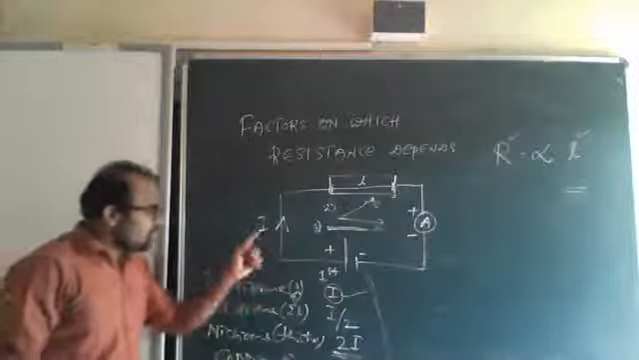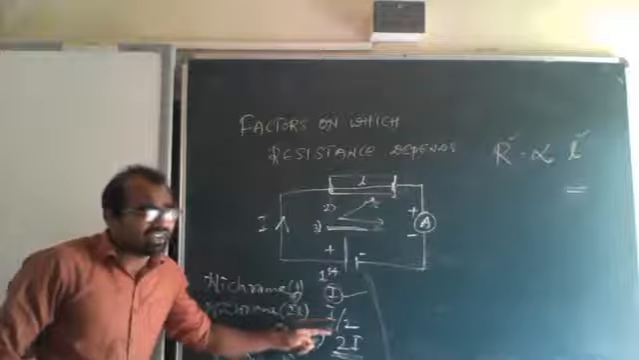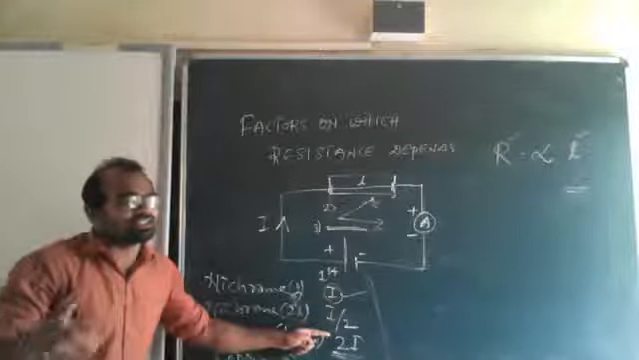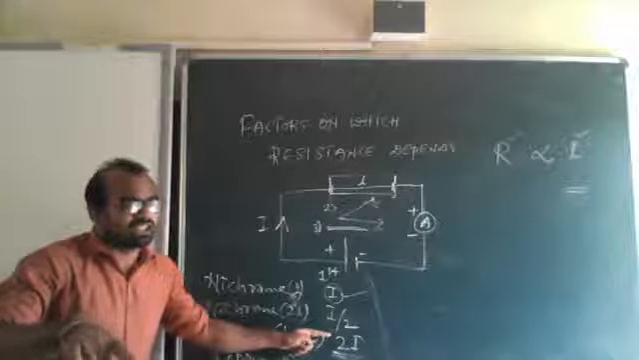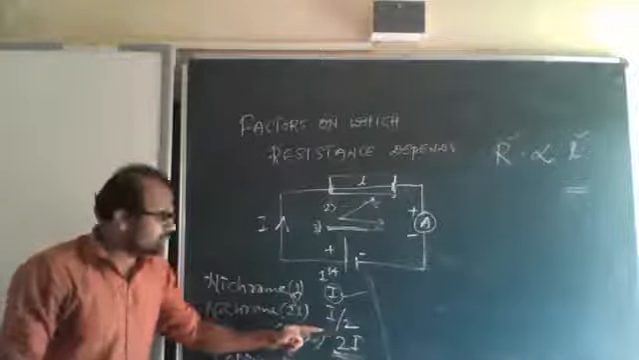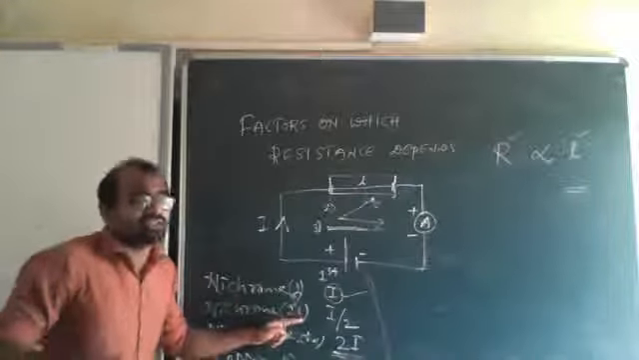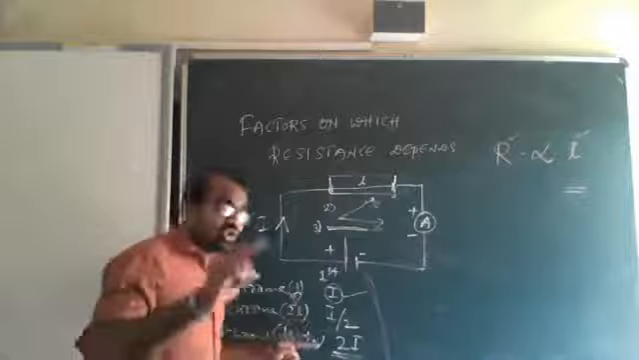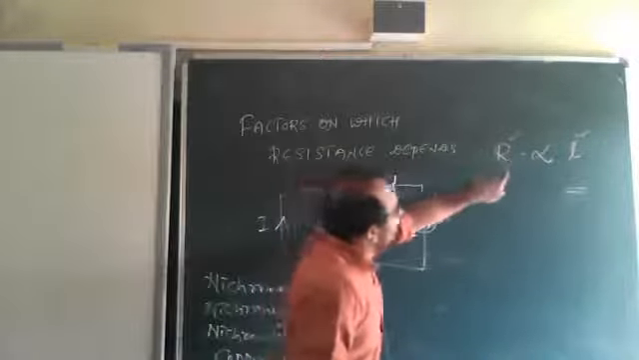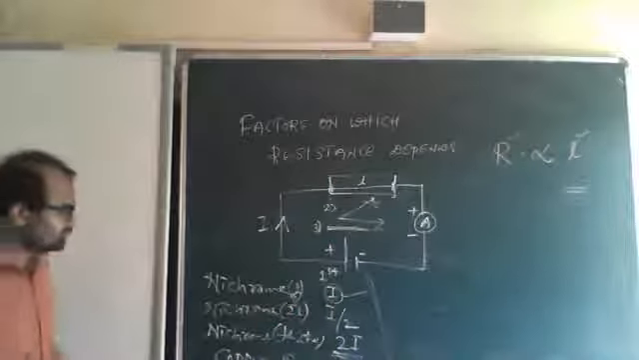Why? Because when length increased, current decreased, right? When length increased, current decreased, which means resistance increased. Decrease of current is nothing but increase of resistance. So length doubled, length increased means resistance also increases because here current decreased. So length and resistance are directly proportional.